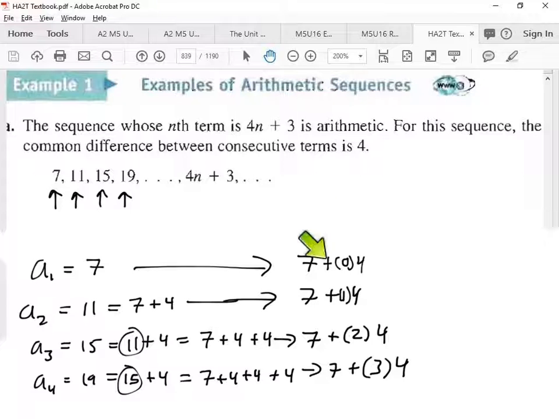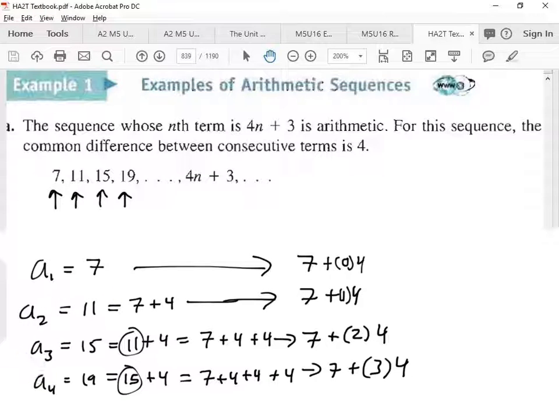Do you guys see what the pattern right here is? The 7s stay the same, the 4s stay the same, and then every time this is increasing: 0, 1, 2, and 3. What else is increasing? Our term numbers. This is a sub 1, that's a sub 2, a sub 3, and a sub 4.